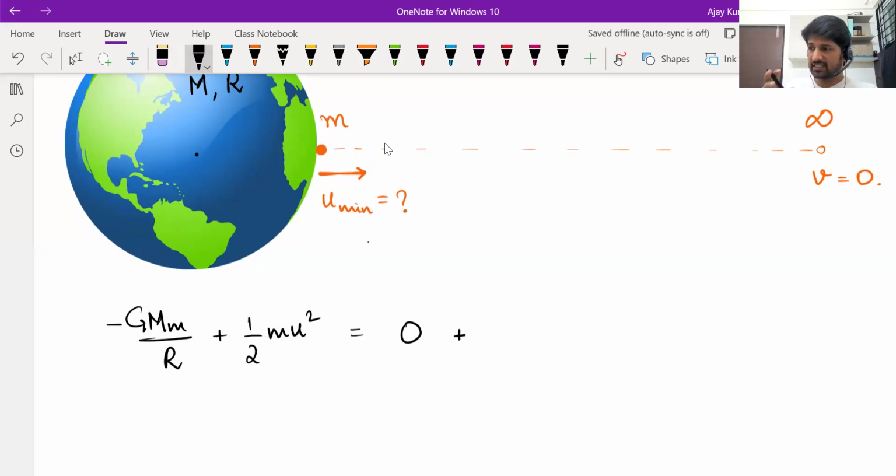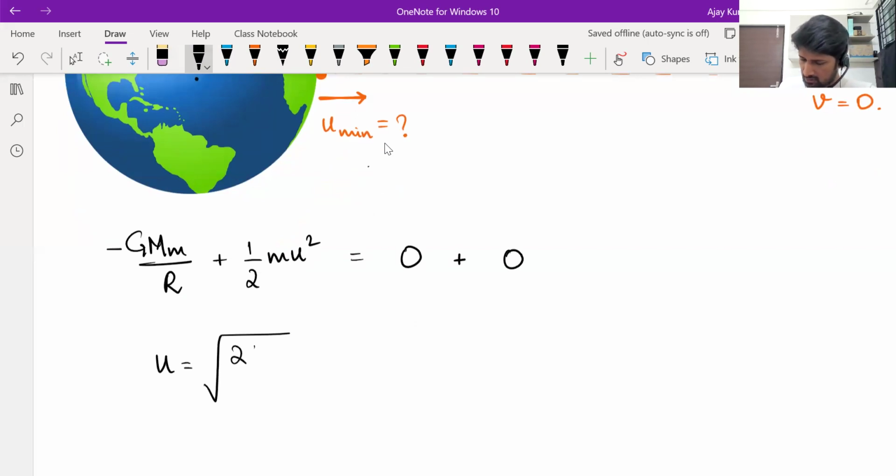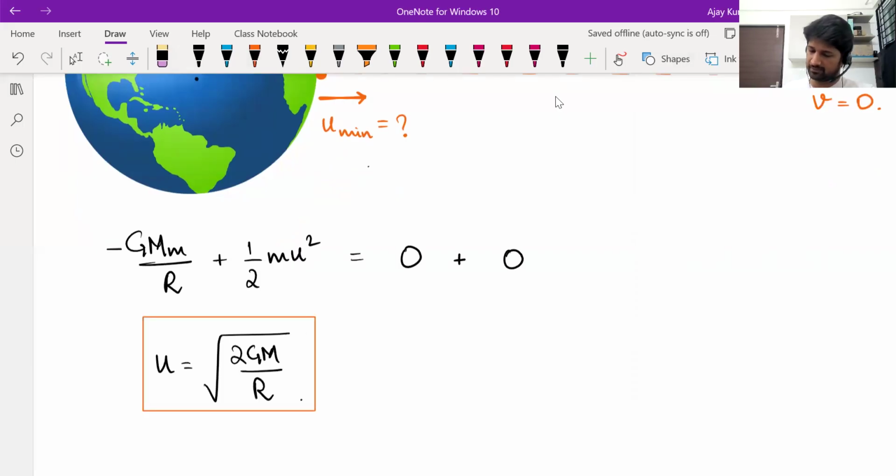And we are just projecting it with the minimum required initial velocity. So after reaching infinity, it comes to rest. Final kinetic energy is also zero. Just simplify this equation. You get U is equal to under root 2GM by R. So if an object is projected with that speed from the surface of a planet, it will escape to infinity.